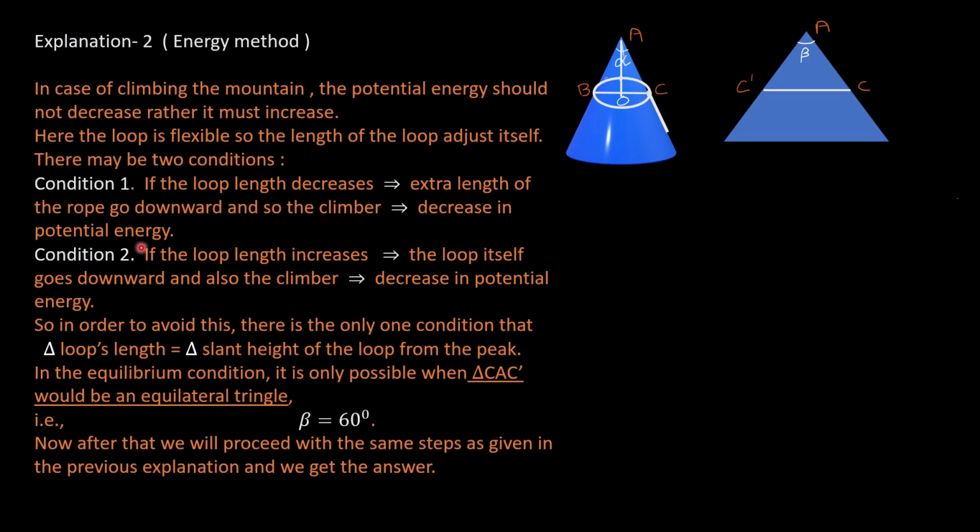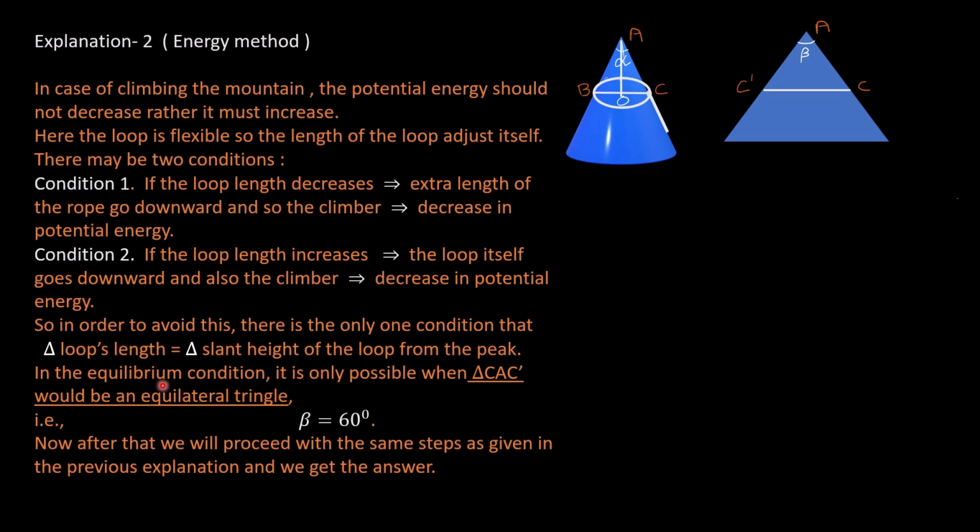Now, this is condition number 2. Here the loop length increases. In this case, the loop itself goes downward and also the climber. So in this case also, there is a decrease in potential energy. So in order to avoid this, there must be only one condition, that the change in loop length must be equal to the change in slant height of the loop from the peak.